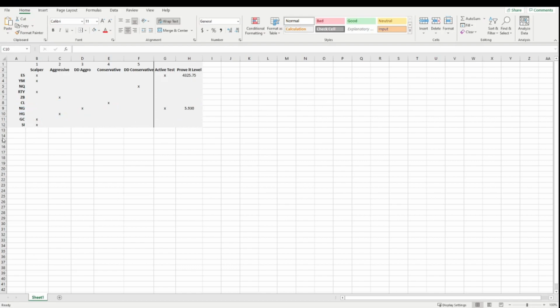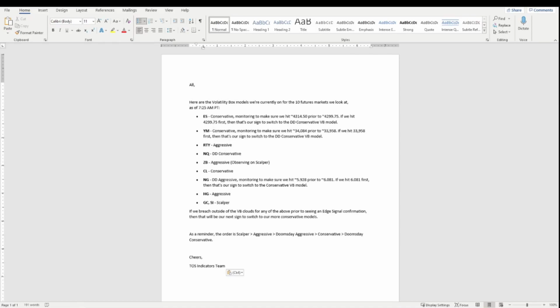Now, if we take a look at the note that was actually sent just a few minutes ago, and then I'll show you charts, you'll see this has changed drastically. The S&P now came all the way to the conservative with an active test, so that's one sign of increased volatility. The Dow came all the way to the conservative as well, also with an active test here. The Russell moved from the scalper now onto the aggressive. So despite being the small cap index, even this market started to see a bit more volatility. The Nasdaq continued with the Doomsday Conservative, the 30-year bond aggressive, crude conservative, natural gas still had the active test.